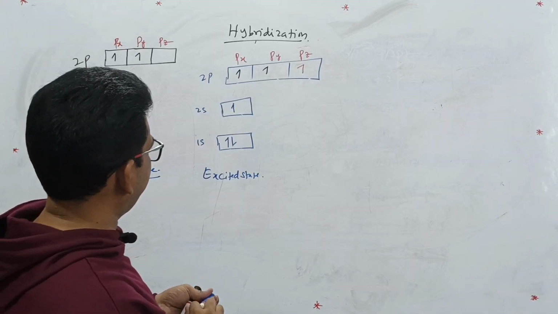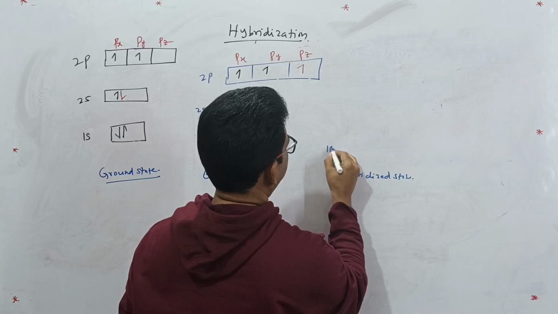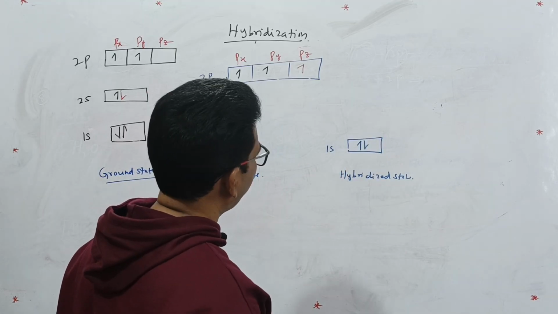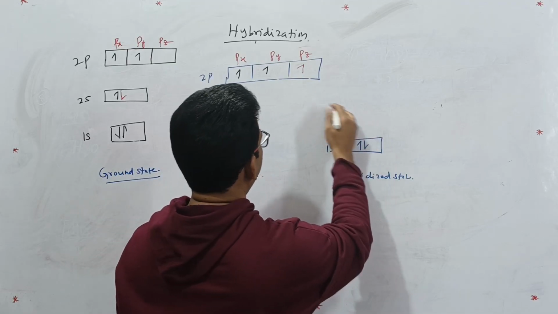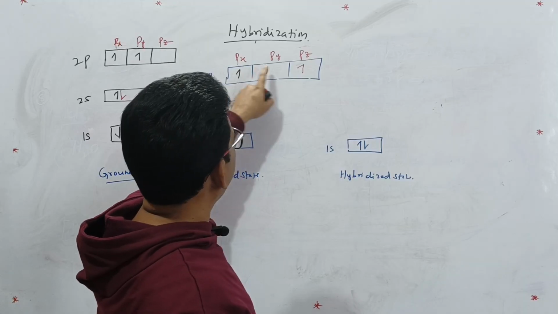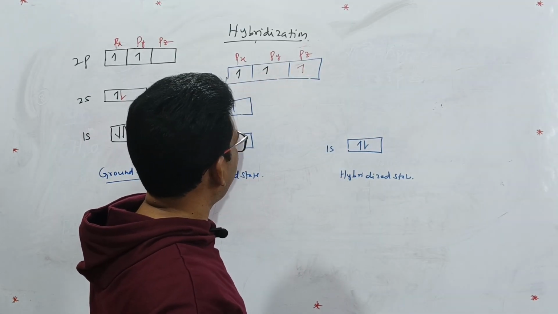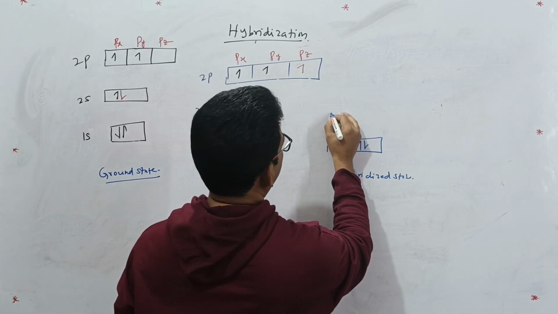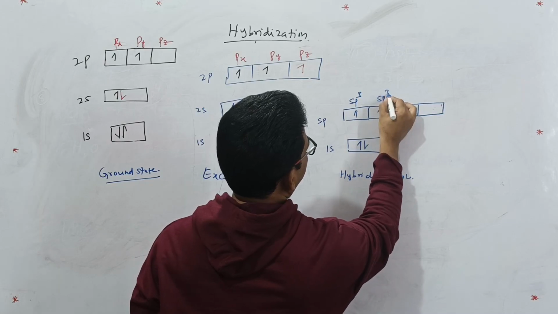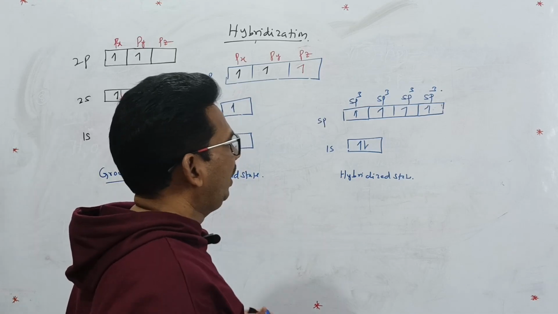Now the hybridized state. This state is very important. In the hybridized state, the 1s will remain the same, 2 electrons. Now you can see there is mixing of the s and the 3 p orbitals. How many p orbitals? 1, 2, 3. And s is 1. They mix together to produce what? sp3, sp3, sp3, sp3.